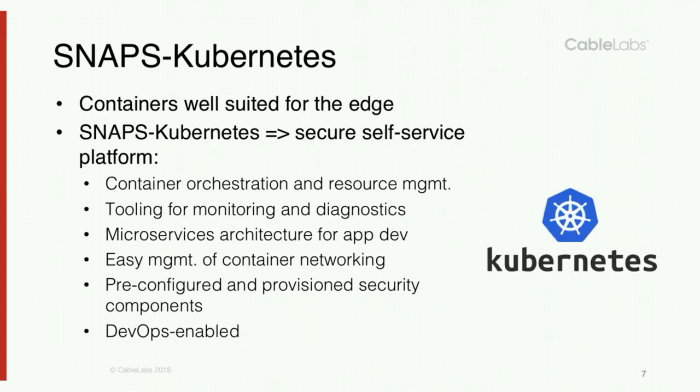Next, we'll look at the NFVI and VIM layer. And the two projects here are SNAPS-Kubernetes and SNAPS-OpenStack.